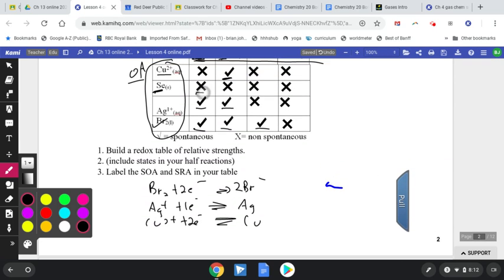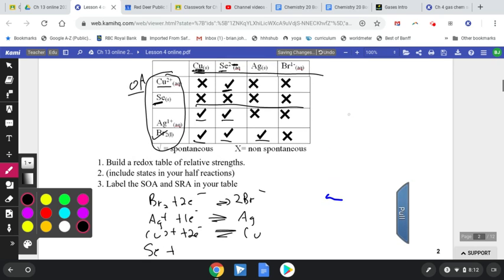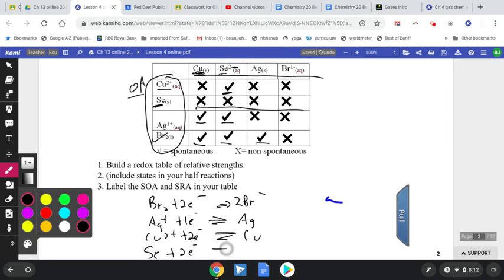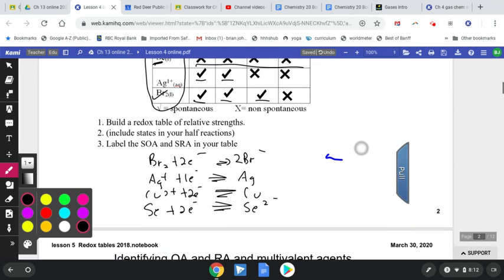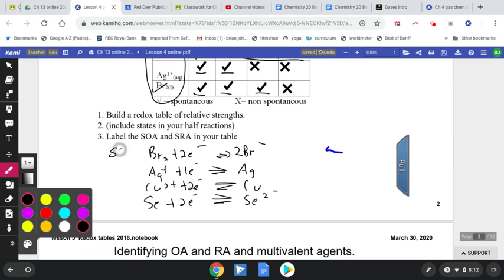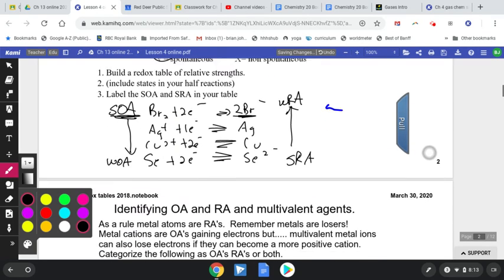And selenium has no reactions. It is the weakest oxidizing agent, and that turns into Se2-, gains 2 electrons. I'm not going to put states in. I'm just ripping through this one fast. Strongest oxidizing agent going down to weakest. Strongest reducing agent going up to weakest. The strongest oxidizing agent always has the weakest reducing agent as its partner in the half reaction.